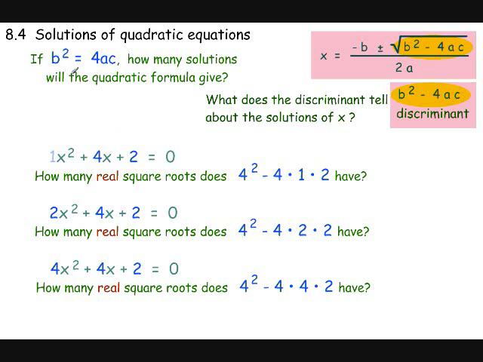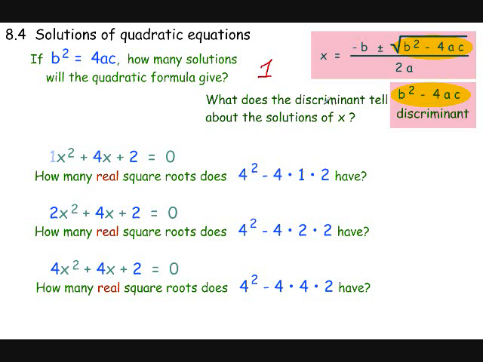Didn't we already look at this? If b squared equals 4ac, how many solutions will the quadratic formula give? It'll only give one, because this will turn out to be 0. You'd be plus or minus 0. You're only going to have one solution. And that's going to be negative b divided by 2a.